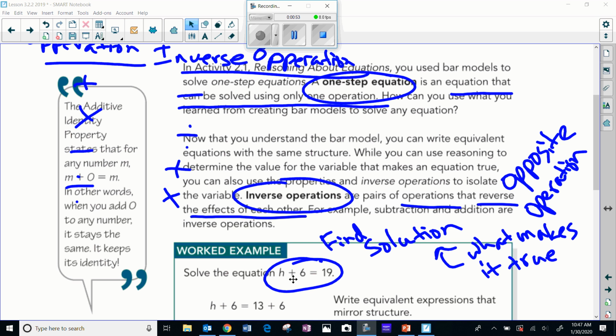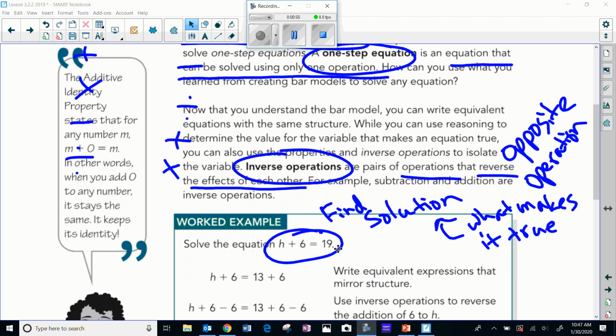So this equation, h plus 6 equals 19. It says to solve it, which means find the solution, which we've talked about this week. The solution is what makes it true. So we need to find the value of h that makes the statement true. I know there's a lot of you who could probably just look at this and come up with a number and you'd be right. But we are practicing a skill that is going to serve you for a very long time, so we need to make sure we practice this skill.